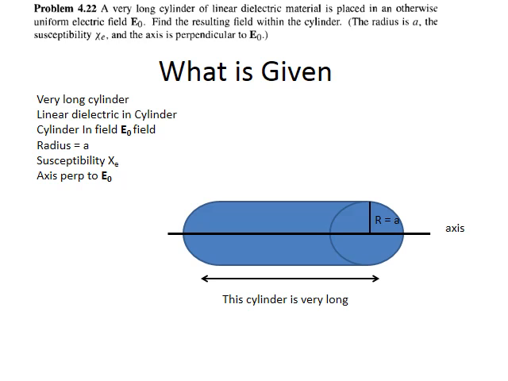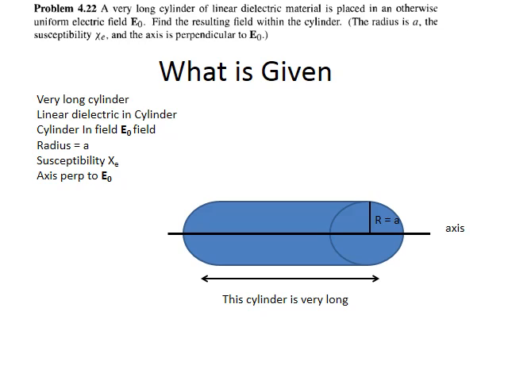The problem I have is: a very long cylinder of a linear dielectric material is placed in an otherwise uniform electric field E0. Find the resulting field within the cylinder. The radius is A, the susceptibility is chi sub E, and the axis is perpendicular to E0.